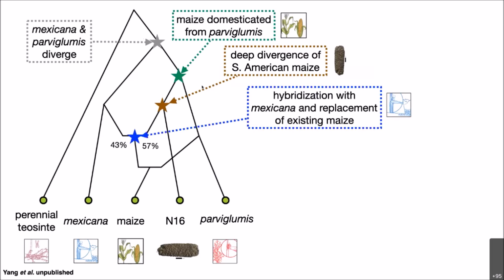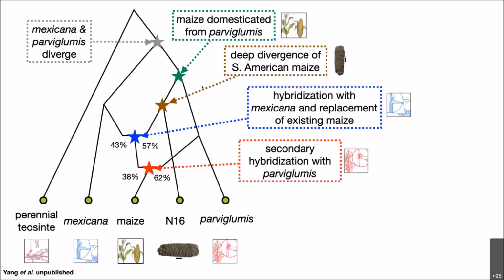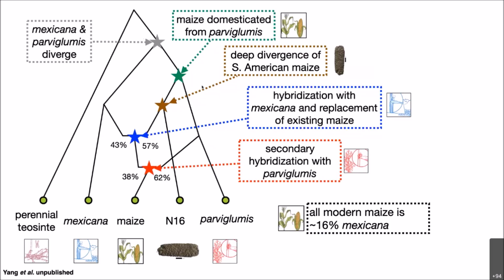A subsequent hybridization event between Mexicana and a replacement of existing maize, so that all modern maize originates from this hybridization event. Following that, secondary hybridization with Parviglumis, such that all modern maize is a result of origination from Parviglumis and multiple rounds of hybridization, such that all modern maize on average from this admixture graph has about 16% of its genome coming from the second highland teosinte.